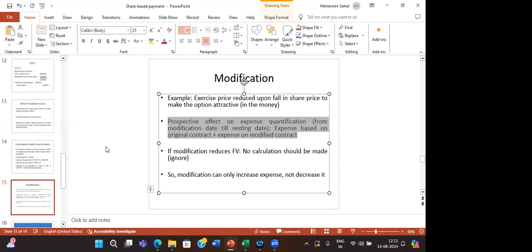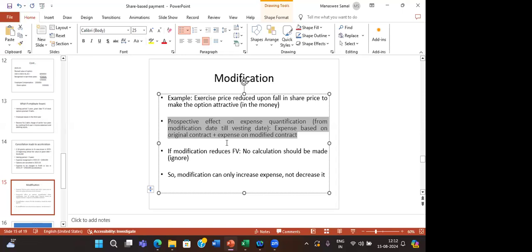Now I have modified the scheme. So once I modify the scheme, then I need to think like this. The modified scheme is a new scheme that will be valid from the date of modification till vesting date. So if I imagine that a new option is a scheme, then I can also quantify the expense of that new component. Okay? Then expense based upon the original contract plus expense on the modified contract. Both together I have to charge to the P&L.